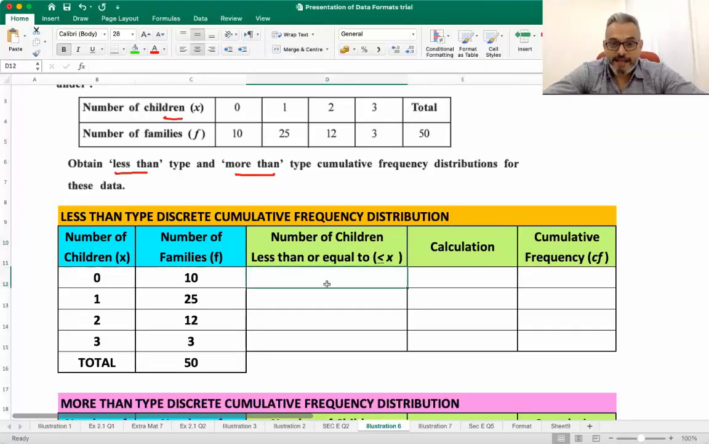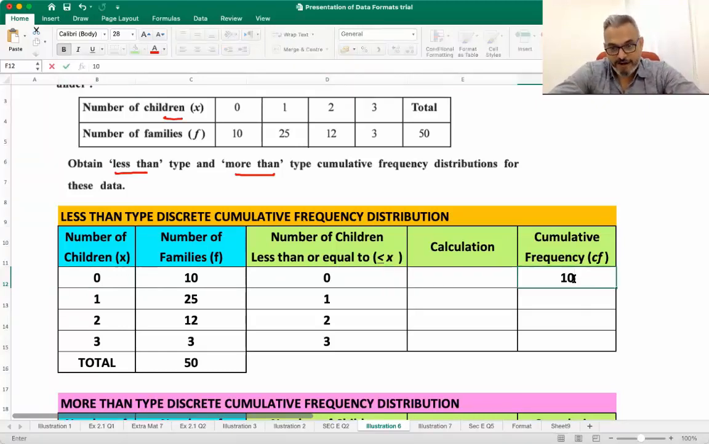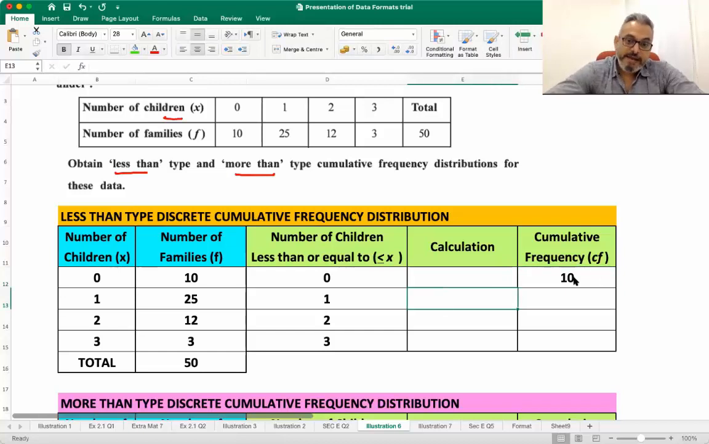Let's start with the answer. Number of children less than or equal to. So 0 kids, 1, 2 and 3. Calculation. Now first one you always calculate manually. 0 या 0 से कम कितने परिवार है? So there are 10 families. So first I write 10. In calculation I don't do anything because directly 10 ka 10 I am writing.